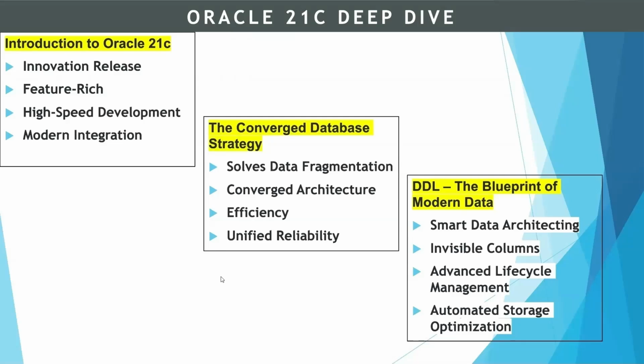It is providing the converged strategy. The biggest headache for modern developers is data fragmentation: having one database for JSON and another for relational. 21c solves this with a converged strategy. It handles JSON, graph, and traditional SQL in one engine. This means you get a flexible NoSQL database with the industrial grade reliability and security of Oracle.